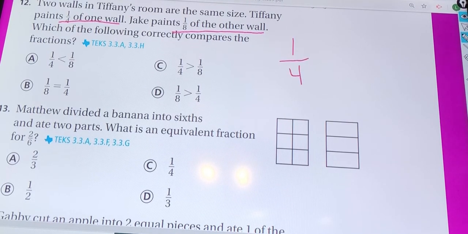So I have 1/4 and 1/8. Looking at what's the same and what's different. The numerator is the same, so I know I'm painting one part, but the denominators are different. So I know the part that Tiffany paints is bigger than the part that Jake paints because remember, the smaller the denominator, the bigger the piece is. So I know that 1/4 is greater than 1/8.